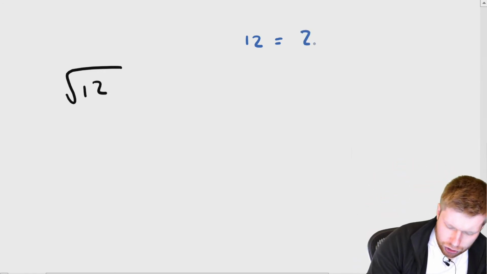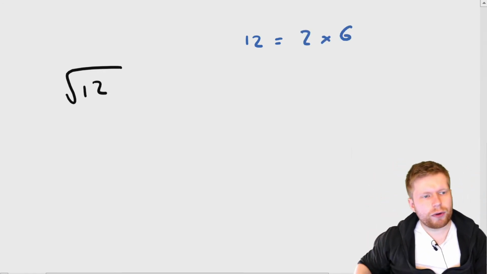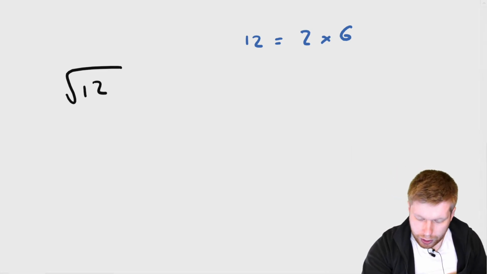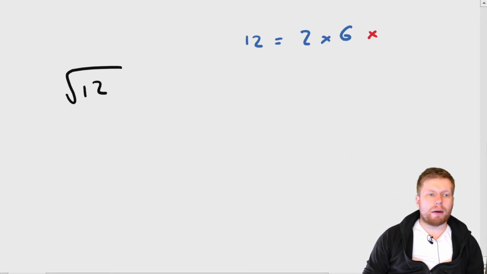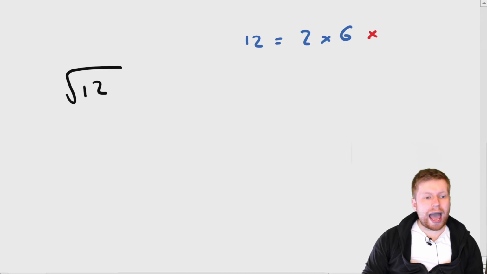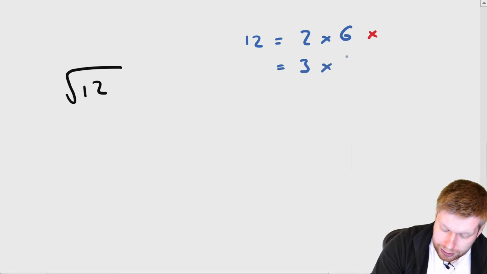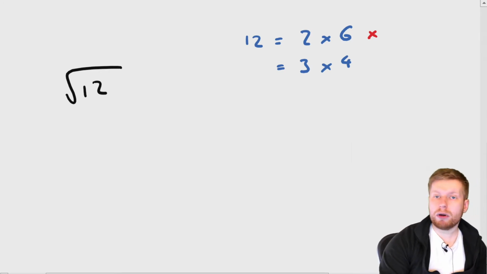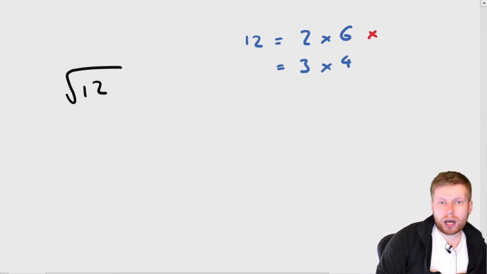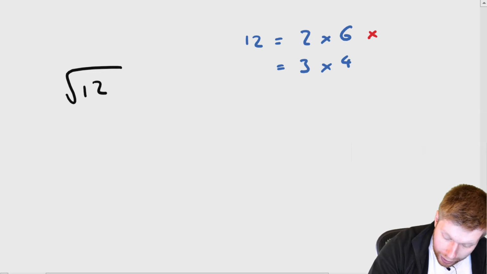Well, as an example, let's just try 2 times 6. That gives me 12, but this is not what I want because I want a square number in there. So 2 is not square and 6 is not square. So let's try another combination. Well, okay, I could write, for example, 3 times 4. That would be okay, yeah? Because with 3 times 4, 4 is a square number.